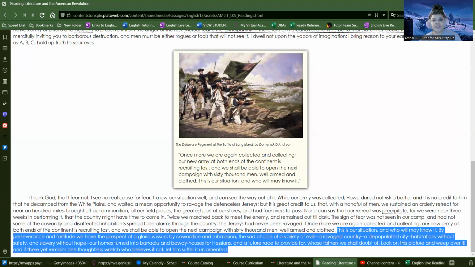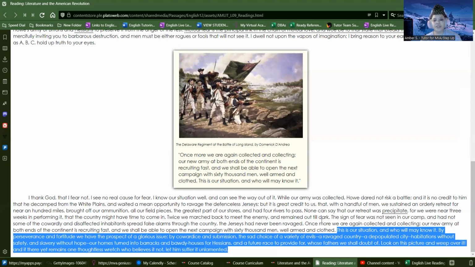So he closes all of this out by saying, this is our situation, and who may know it. By perseverance, that means pushing through, and fortitude, that means endurance, we have the prospect of a glorious issue. So a glorious issue, he's saying we have the prospect, the opportunity, of a glorious issue. Because of all of the hard work we've put in, and we've been persevering, pushing through, the issue that we have is a good one.